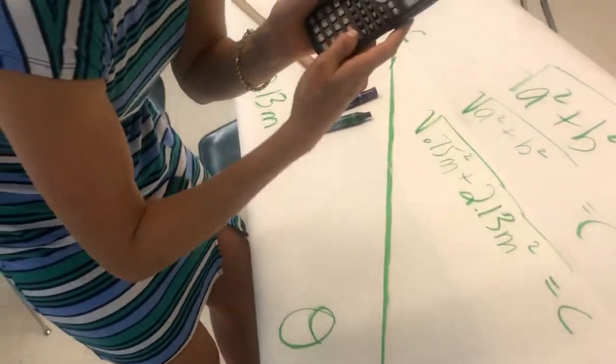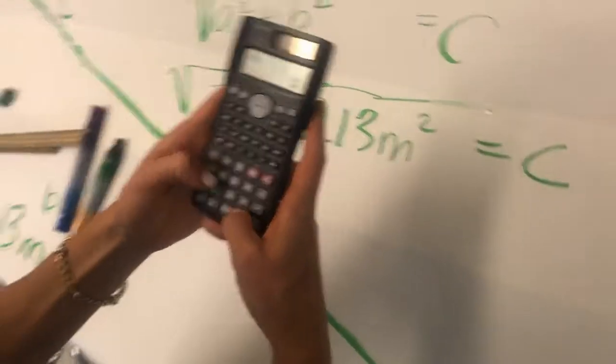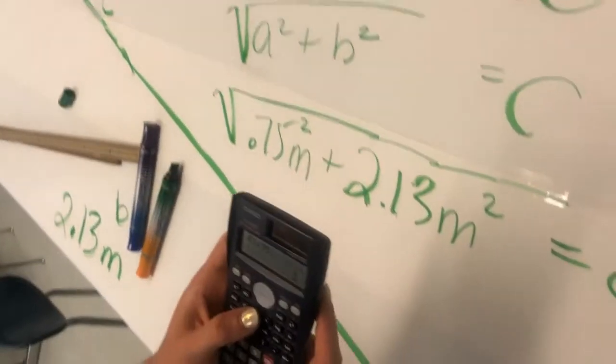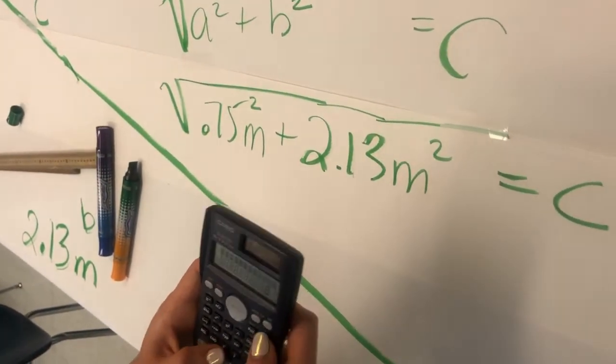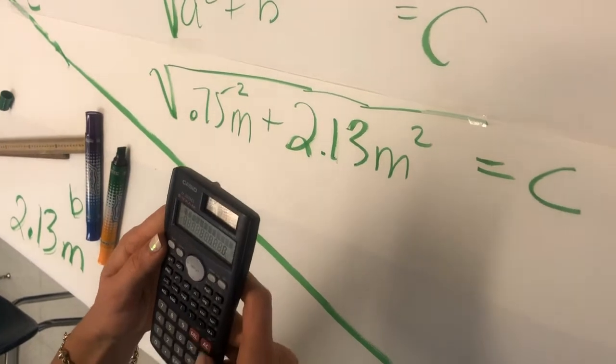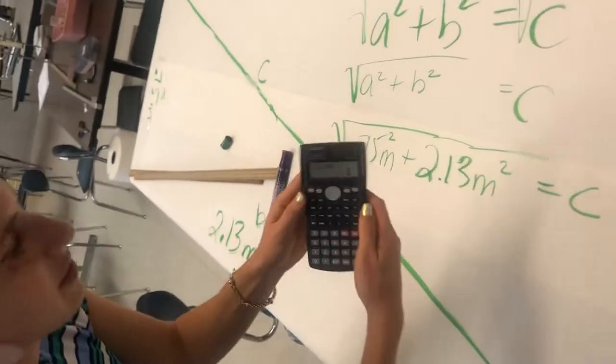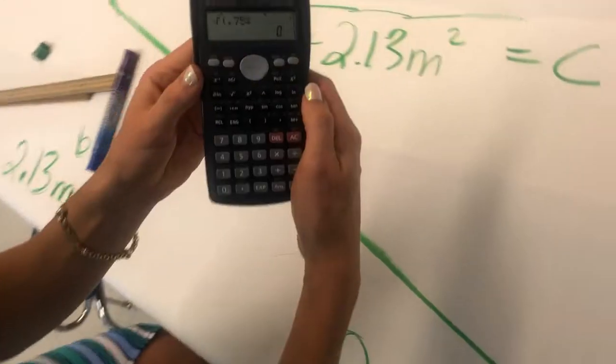Ladies and gentlemen, this calculator isn't as smart as the other one, so we need to put in some parentheses. Square root, parenthesis, 0.75 squared, close parenthesis. New parenthesis. No, you don't have to close it, just plus the other one. Because what you have to do is close things under the radical.